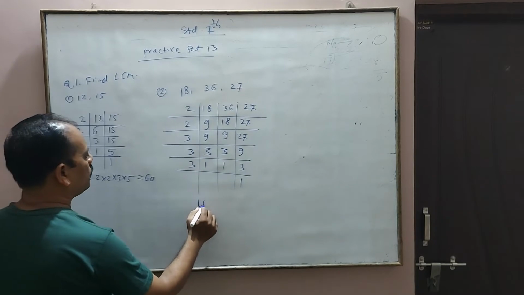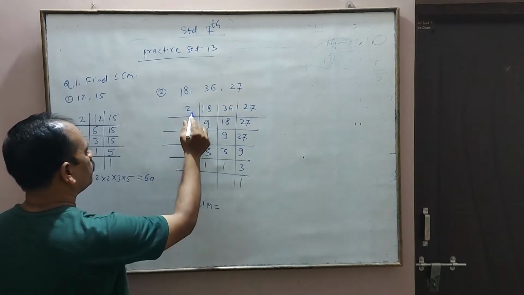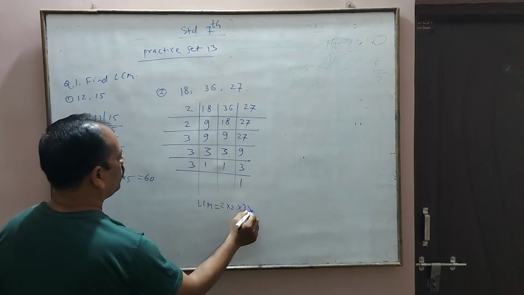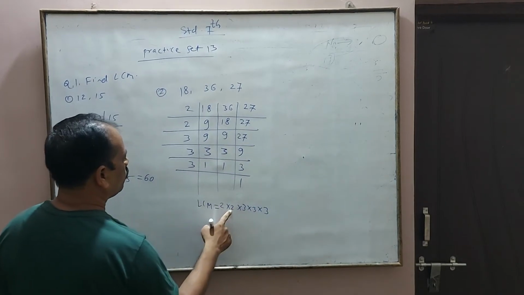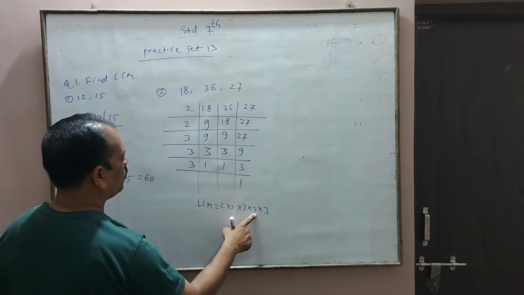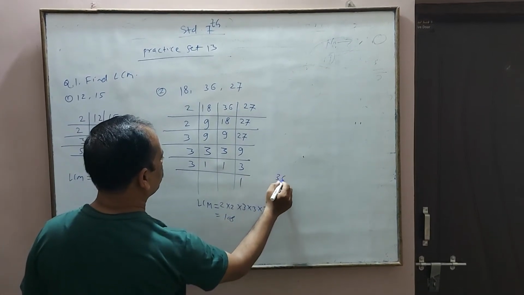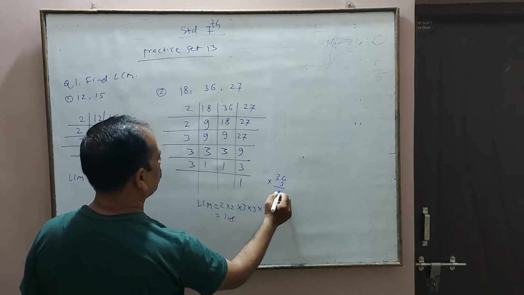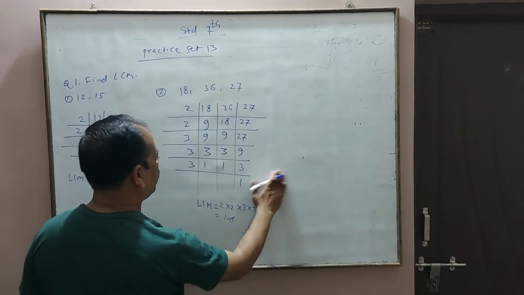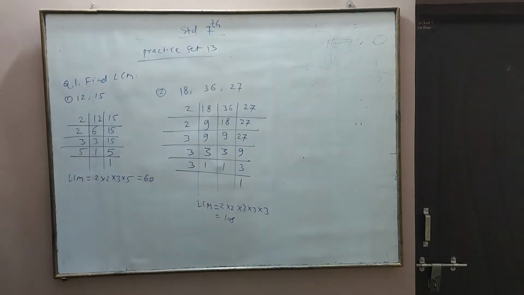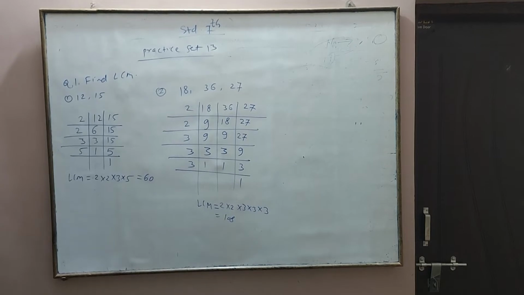So here LCM will be 2 into 2 into 3 three times. 2 2s are 4, 4 3s are 12, 12 3s are 36, 36 3s are I think 108. Let's see, yes, 108. So in this way you can solve this exercise. It's the first question. Okay.